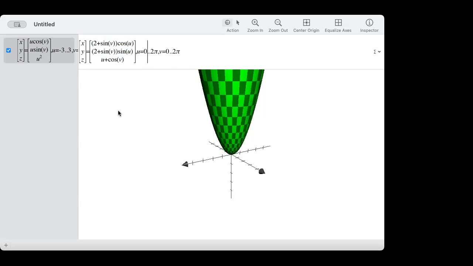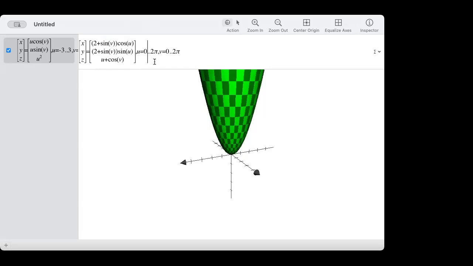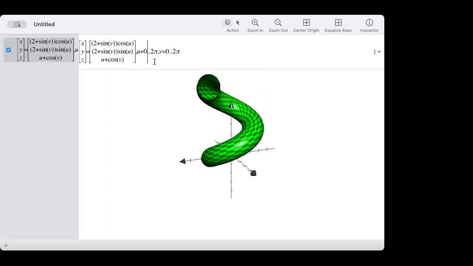On the other hand, if I fix V, I get number times cosine, number times sine. That's changing my radius. That's a circle, cosine and sine. And then U changes, which means Z goes up. Wait a minute. I'm going in circles as I'm going up. What am I drawing? I'm drawing a helix. But I'm also, at every point on that helix, drawing another circle. What I actually get is a circle on a helix.